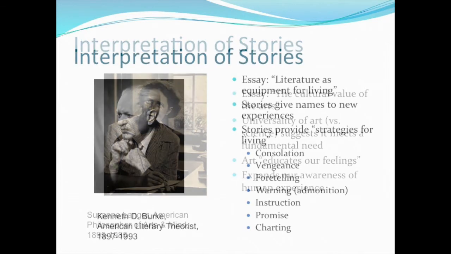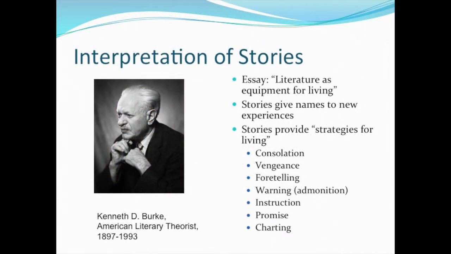At about the same time that Langer was writing, another literary theorist, Kenneth Burke, was considering the function of literature in American culture, or in culture in general. And he wrote an essay titled Literature as Equipment for Living. In it, his argument, it's a little bit different, is that stories give names for new experiences. So as the world changes with technology and history, stories are our ways of naming these new things and thereby getting some control over them.